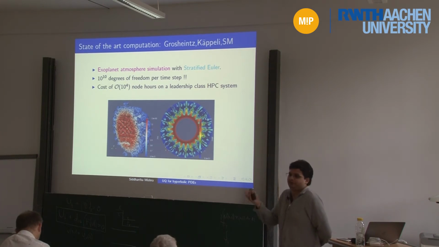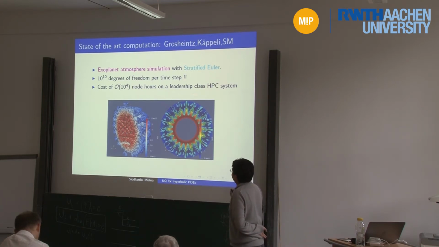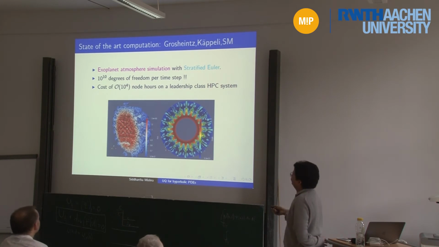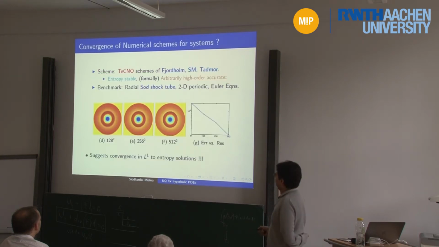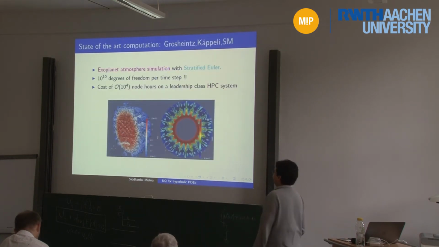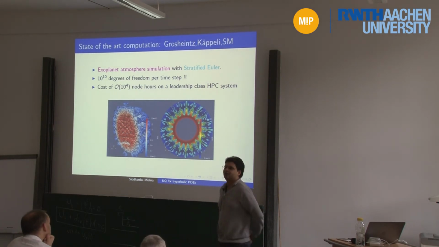This is what it is: 10 billion degrees of freedom per time step, and the cost of this simulation goes into one of the most powerful supercomputers, significantly more powerful than the one you have at Zürich. It still costs 10,000 node hours for a single simulation. So I have a scheme which worked very well for this toy problem, it converges and so on. I'm bold enough to spend 10,000 node hours on a leadership class machine and get a computation which looks nothing like my toy problem.